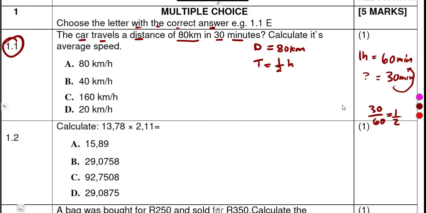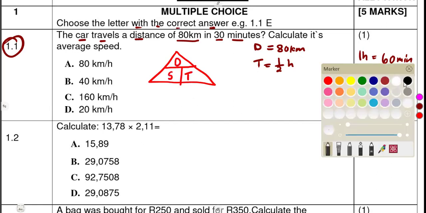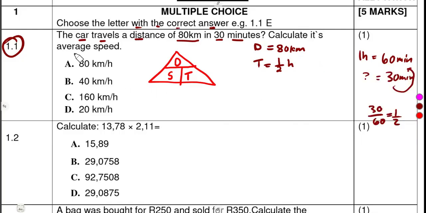So remember, from our DST diagram, we can calculate whatever that we want: distance, speed, and time. What is it that we are asked to calculate? The average speed. You cover that. So it will be distance over time. So your average speed is equal to distance over time. What is our distance? 80, over what? The time, which is 1/2.